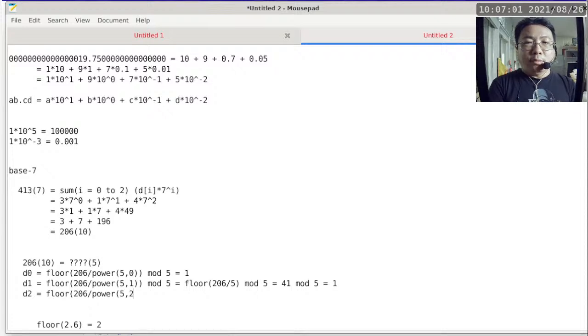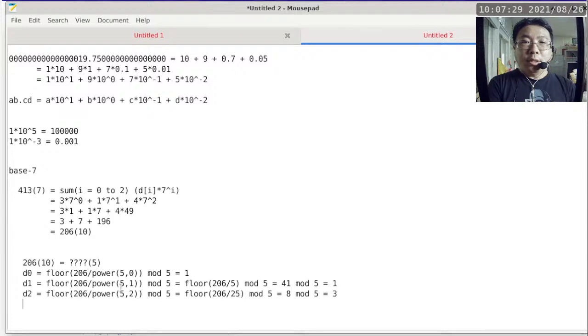Alright, so now we have this thing here. So this becomes the floor of 206 divided by 25. Take the floor of that and then do the mod. Alright, so what is 206 divided by 25, and take the floor of that? I believe that is just 8. So it becomes 8 mod 5, and the answer is a 3. There we go.